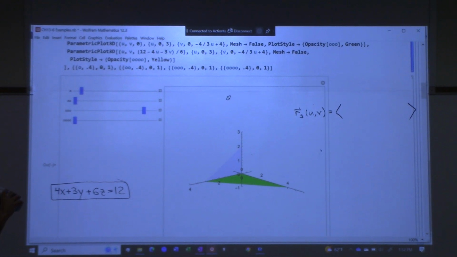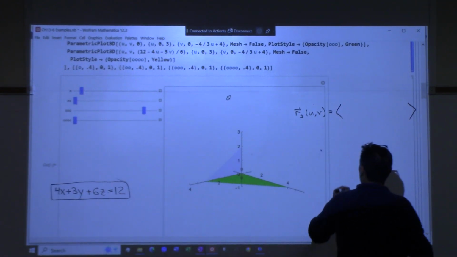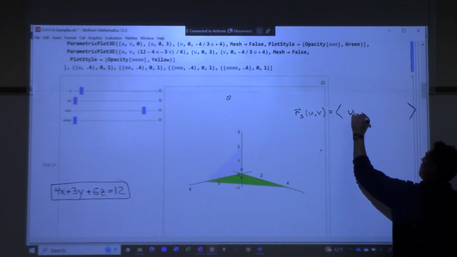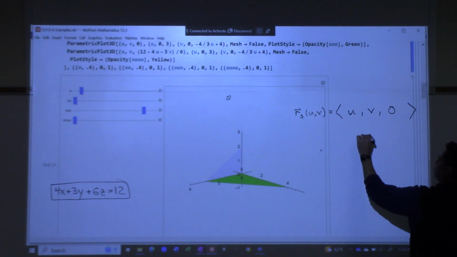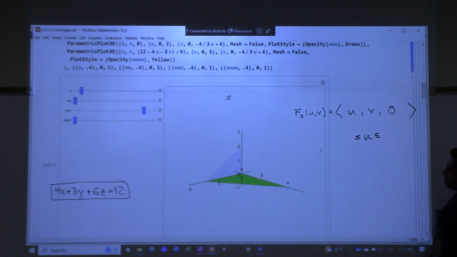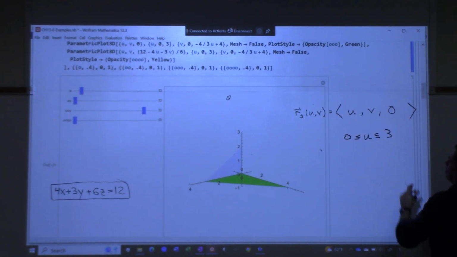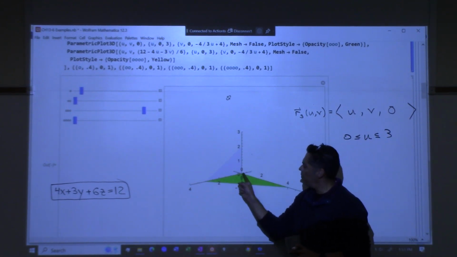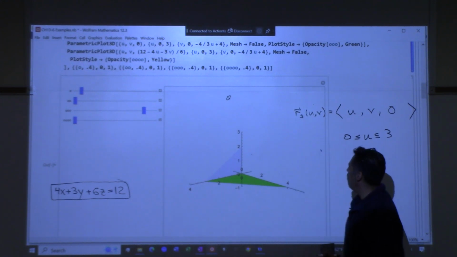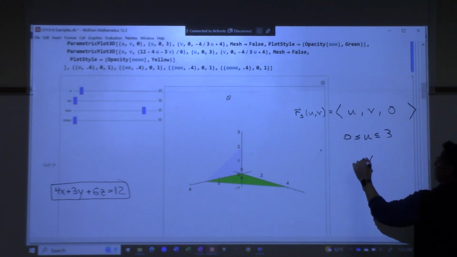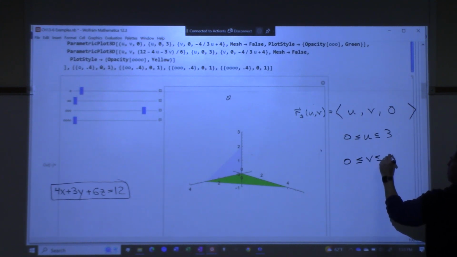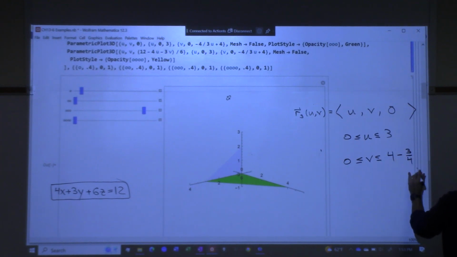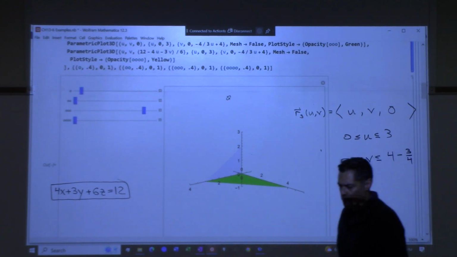Go ahead. So from the points, it's on the coordinates, right? u, v, 0. All right. What are your controls on u? Controls on u were from 0 to 3. So u is the x component, so x is going to go from 0 to 3. And then your y component, v, is going to go from 0 to 4 minus 4/3 u. I got that from the plane equation.